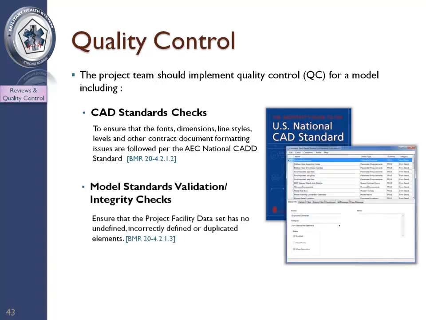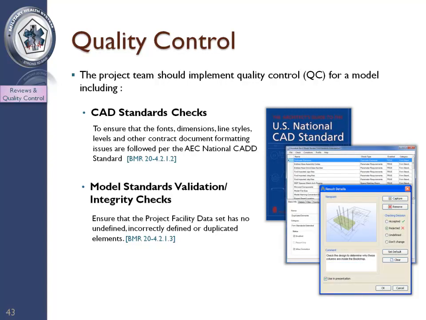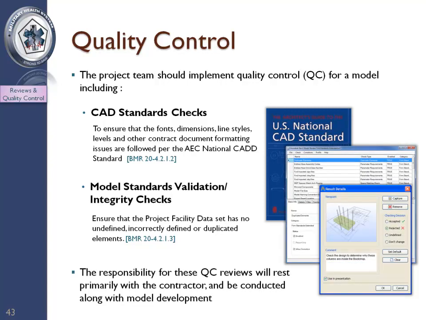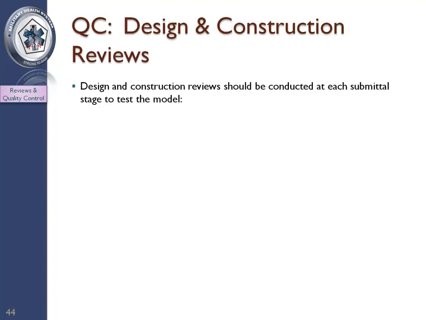During project development, the team will continuously be checking the model to ensure that no undefined, incorrectly defined, or duplicated elements exist in the BIM. The project team will have the primary responsibility for conducting these reviews. Quality control of the BIM is the responsibility of the contractor. Members of the project team may choose to use a commercial software tool to help automate these ongoing checking routines.